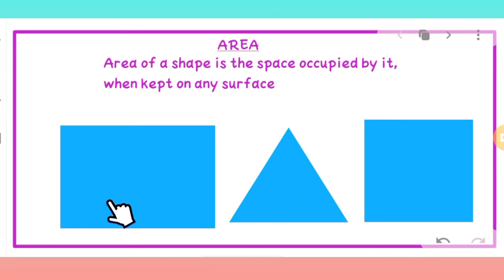For example, right now we have the surface as this white surface, so the amount of area it is covering is the area of this rectangle. For better understanding, when you keep your hand on a table, the amount of table that gets hidden is the area of your palm. Similarly, when you keep your book on the table, the amount of area of the table that gets covered is the area of that book. So the area can be said as the space that it occupies when kept on any surface.